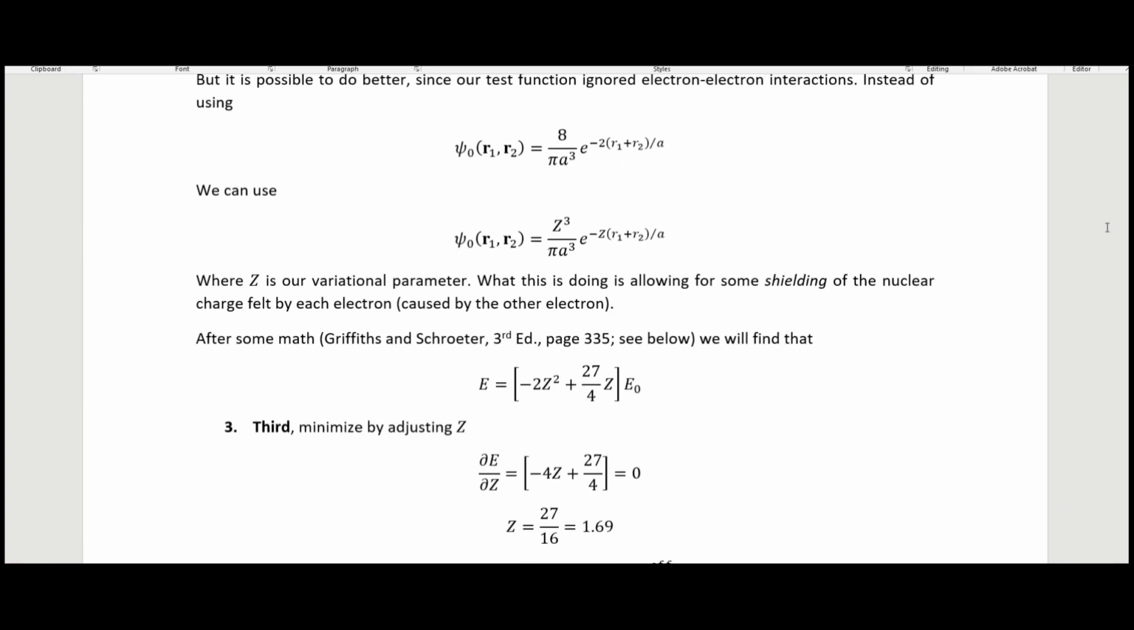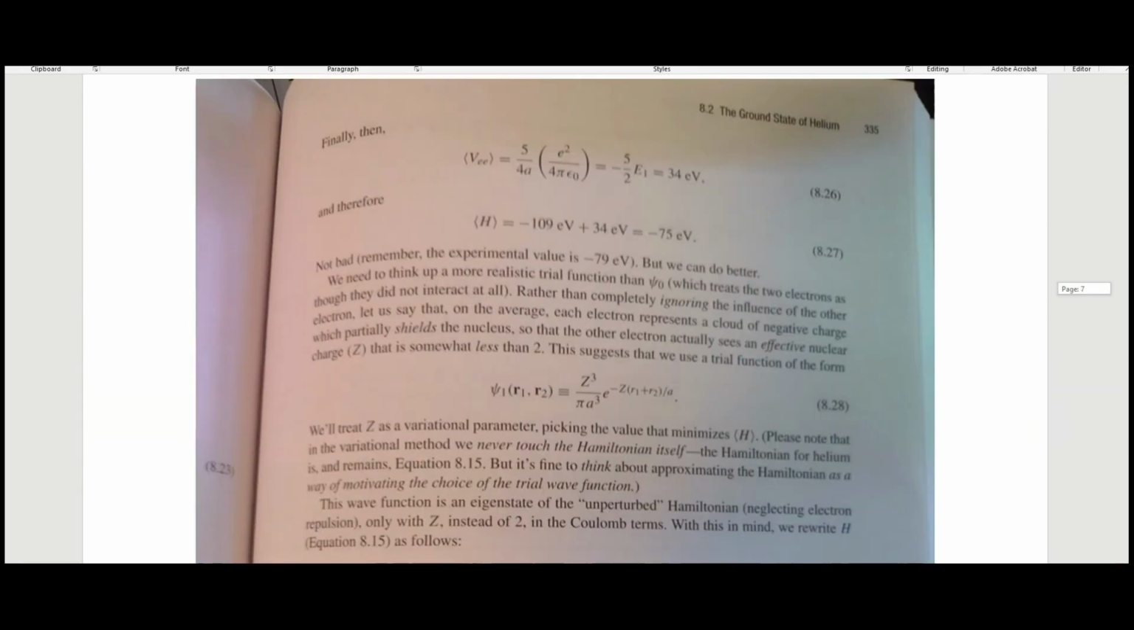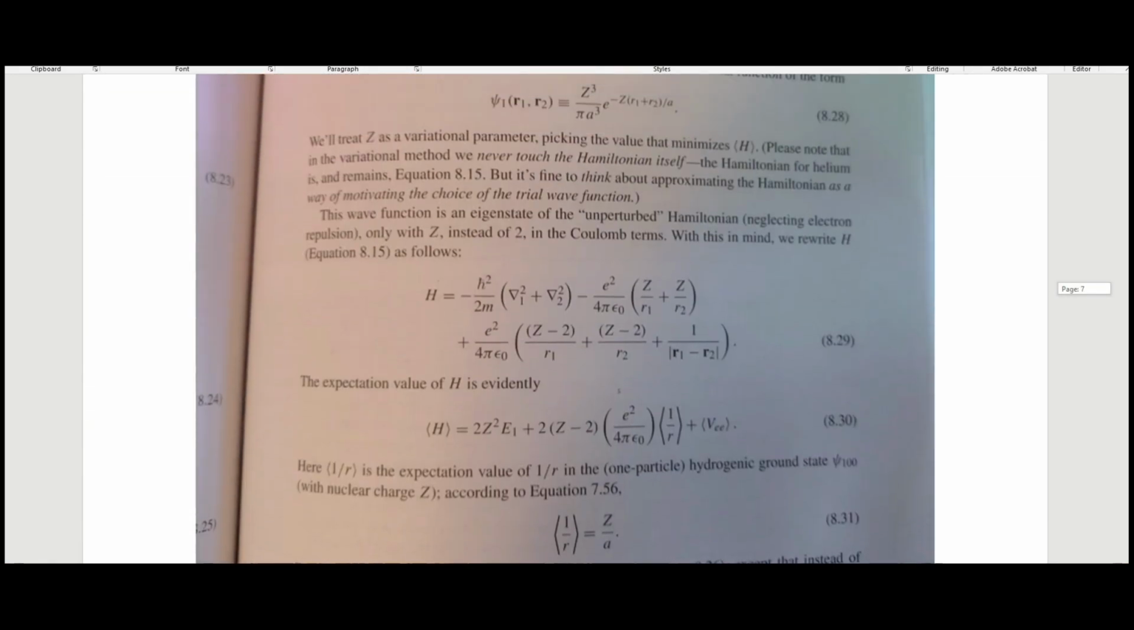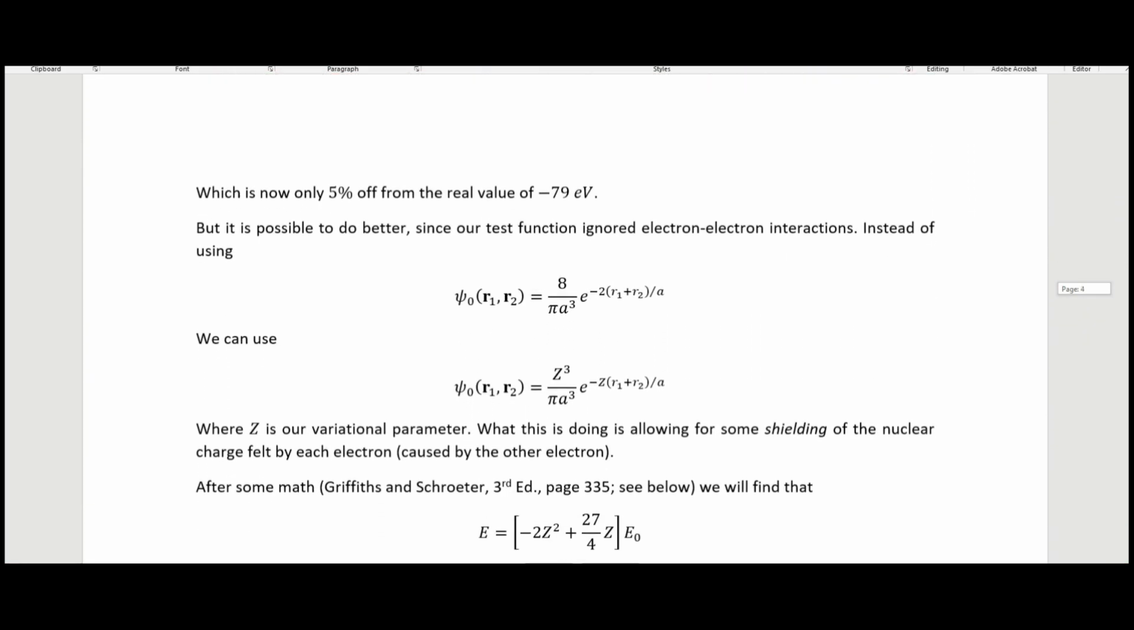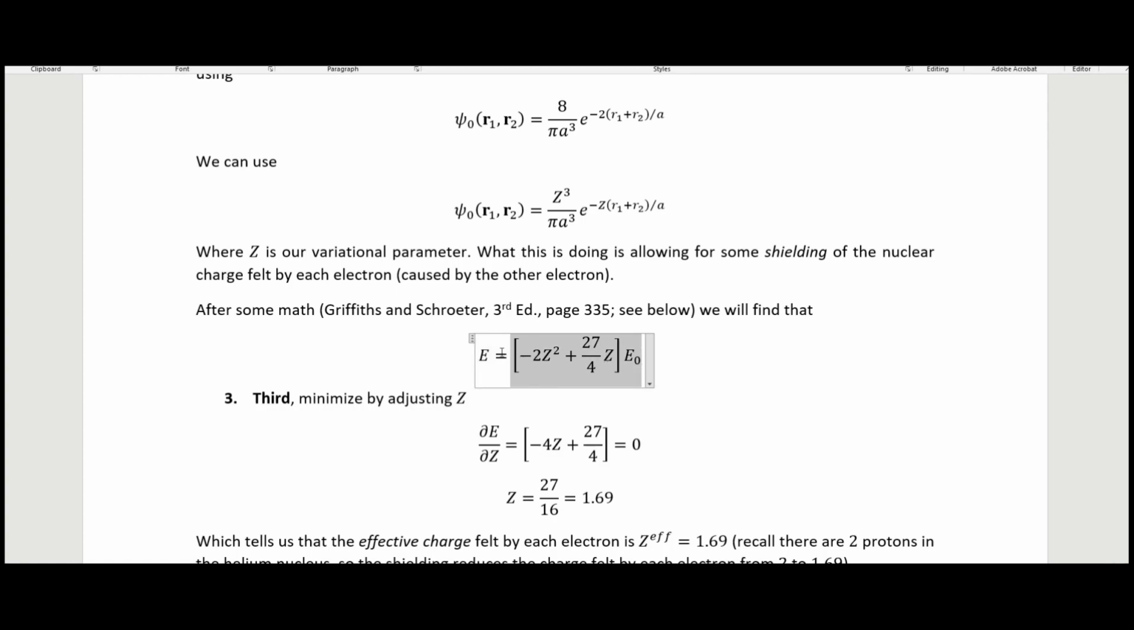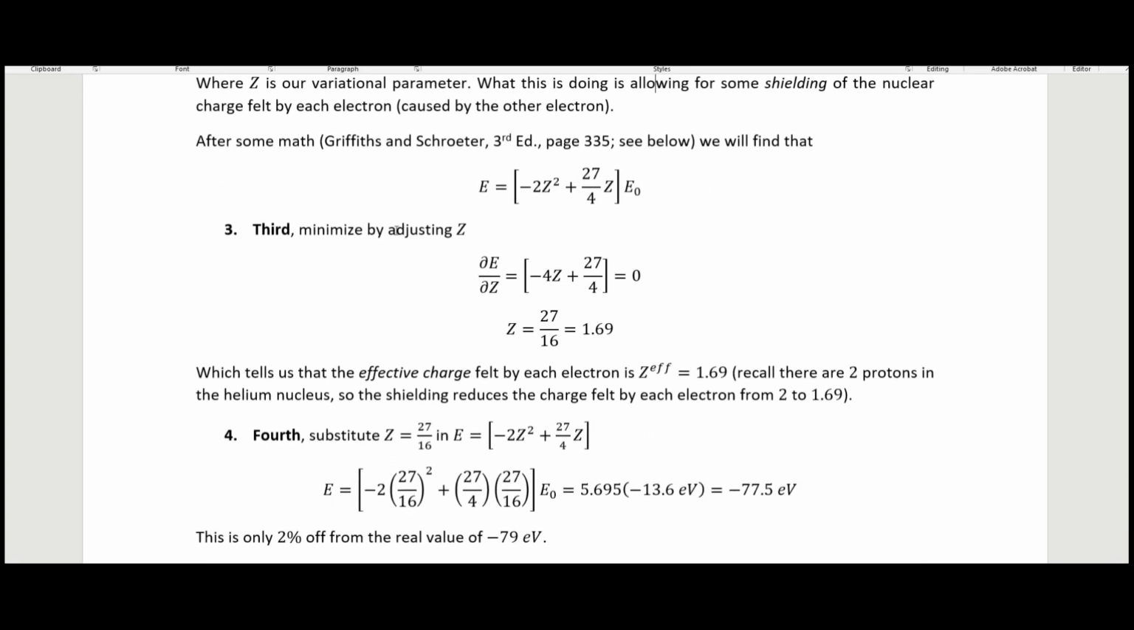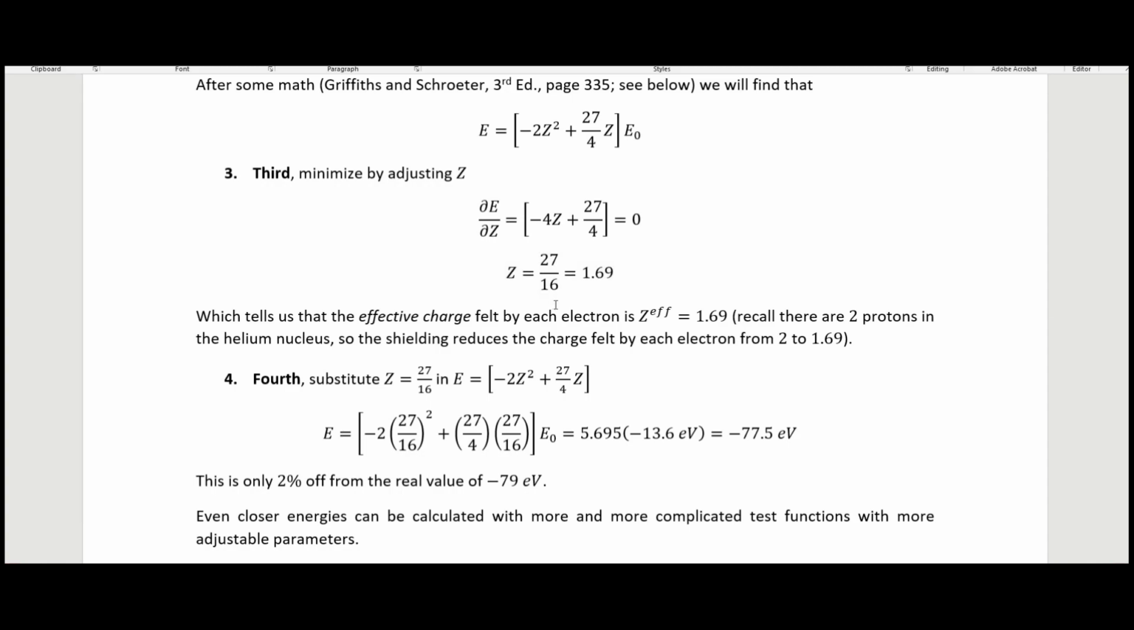After some more math, and once again, these are in the pictures down here if you want to look at these in more detail, what we end up getting is this right here. This is our energy equal to minus 2z squared plus 27 over 4z, all that times our hydrogen ground state energy. Then we minimize by adjusting z. We take the partial derivative of our energy with respect to z, and that gives us this right here. We set that equal to 0. Then we get this in terms of z, and that's 27 over 16, which is about 1.69.